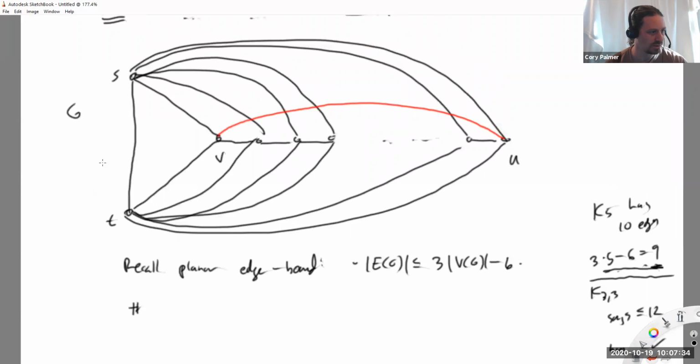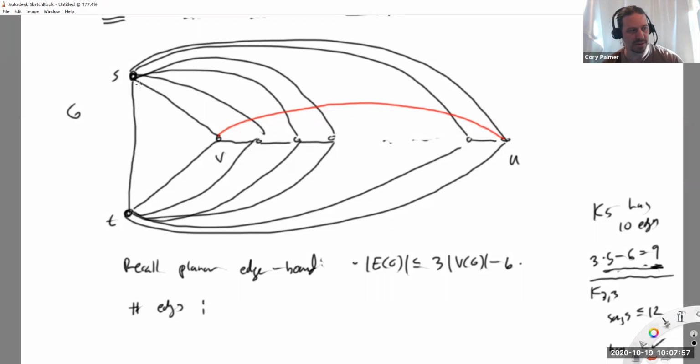So let's call this G, and let's say it has n vertices. It has n minus 2 on this middle path here, and then S and T are 2 more vertices there. So the number of edges is, well, let's count it this way. S and T each have degree n minus 1, right? S and T are actually adjacent to every other vertex in the graph.